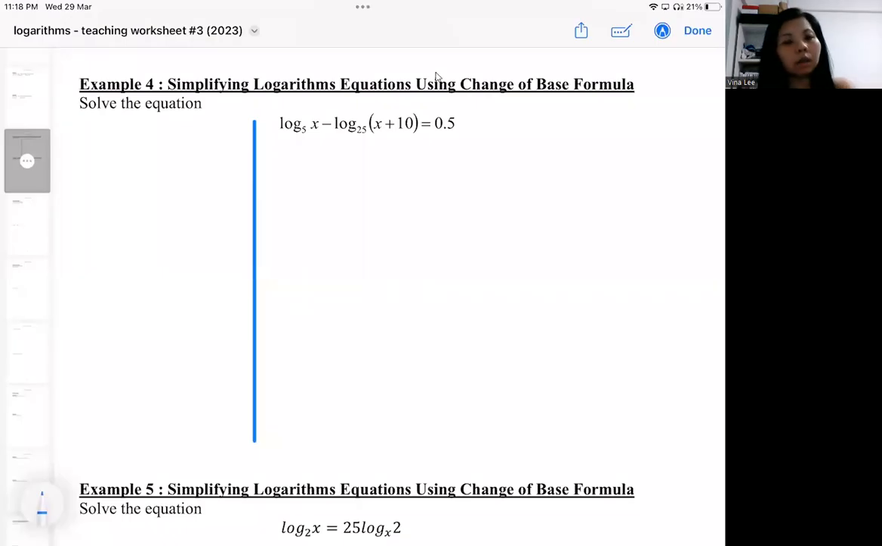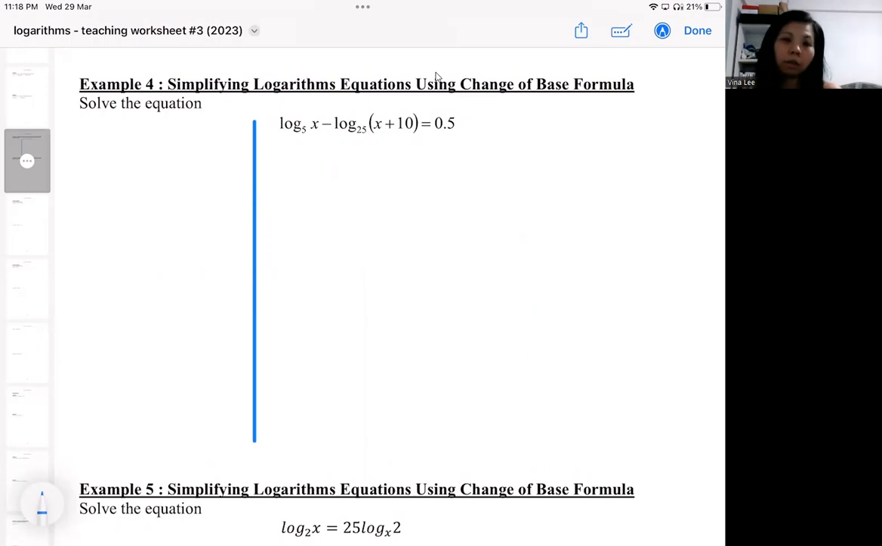Yeah, I'm going to use these two examples to show you how to solve a logarithm equation if you have different bases and you couldn't apply the rule. So you need to resort to changing your base first. Okay, so I have two examples to show you. I'm going to show you the first one.